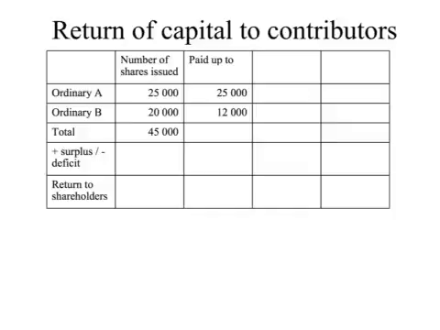The number of shares issued for A was 25,000 shares, for B 20,000 shares. The A shareholders' shares were paid up to the $1 a share, whereas the B shareholders were only called up to 60 cents. So the capital was paid up to $12,000. So the total number of shares issued in this case is 45,000 shares.